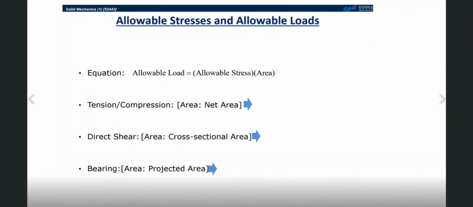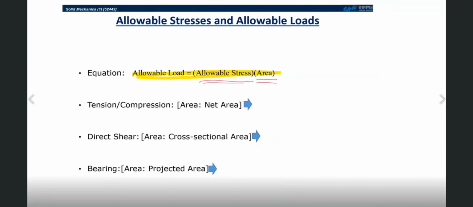Then now, by considering a specific area condition, we can define the allowable loading condition. So with proper determination of the area, it is possible to identify the allowable load under various force conditions. Basically, the allowable load is equal to the product of allowable stress and area. So this is the basic equation. Again, by properly determining the definition of area, we can define the specific allowable loading condition.